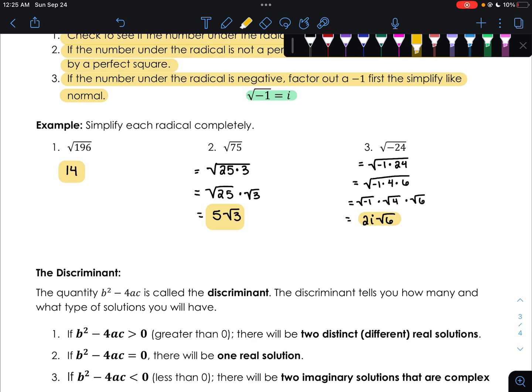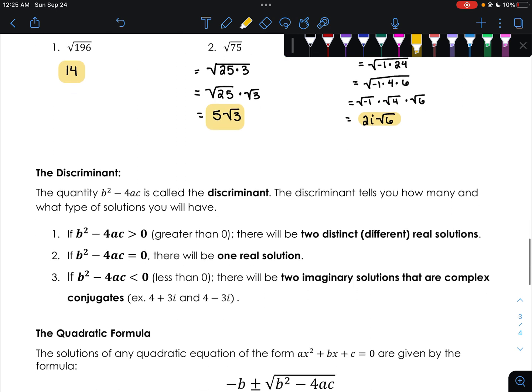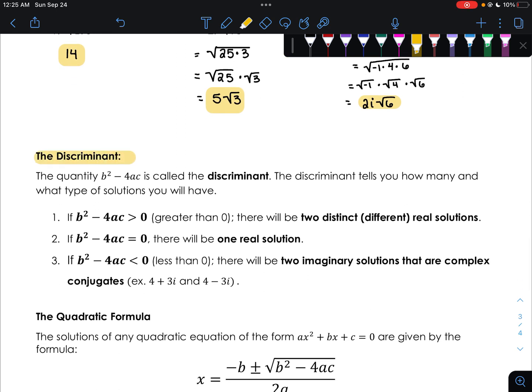So that is simplifying radicals. The next thing we're going to talk about is the discriminant. The discriminant of the quadratic formula tells us how many and the type of solutions that we're going to have. If b squared minus 4ac is greater than 0, then we're going to have 2 distinct real solutions, which means 2 real solutions that are different numbers. When the discriminant equals 0, there's going to be just 1 solution. And when the discriminant is less than 0, there are going to be 2 imaginary solutions that are complex conjugates. An example of that is 4 plus 3i and 4 minus 3i.